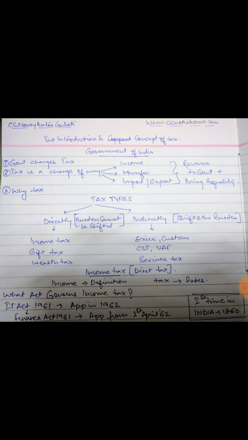Indirect taxes are like excise. When we import, we export, government charges customs. CST, as I said, is interstate. VAT is within state, and if you provide services, you have to pay service tax.